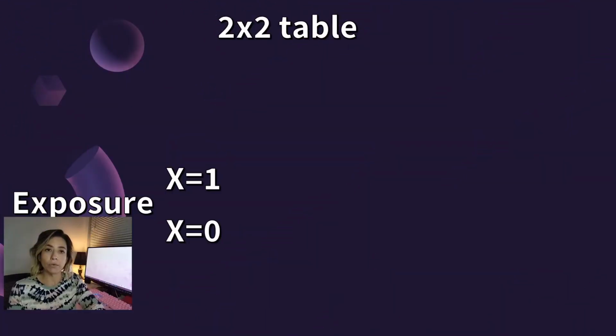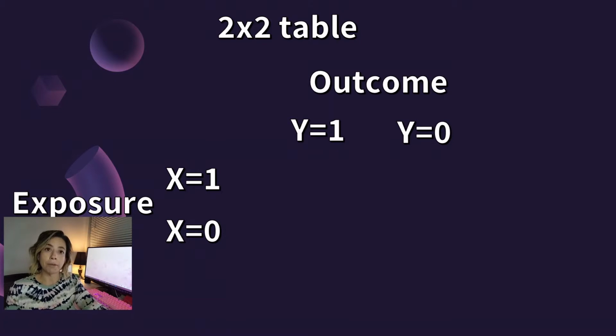For x equals 1 is those that were exposed to the factor of interest, and x equals 0 will be those individuals that were not exposed to the factor. For our outcome or our disease, y equals 1 means those that got the disease or those that we observed the outcome on. And y equals 0 would be those people that did not get the disease or we did not observe the outcome on them.